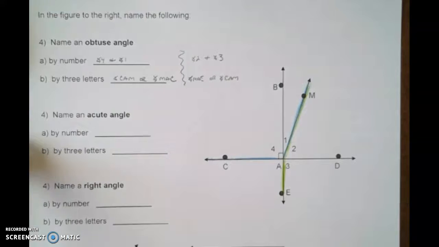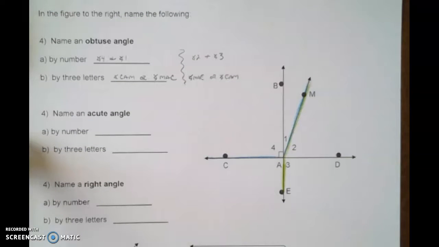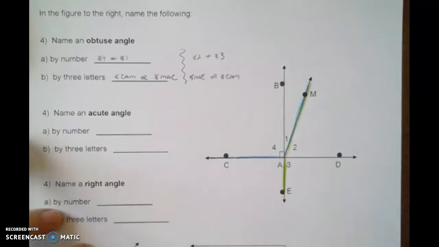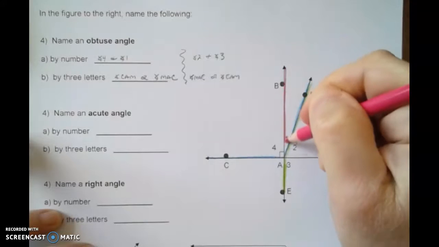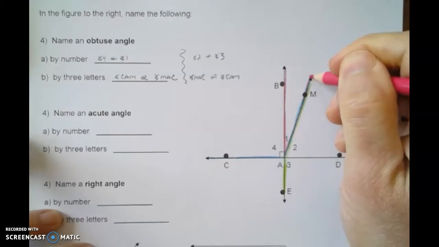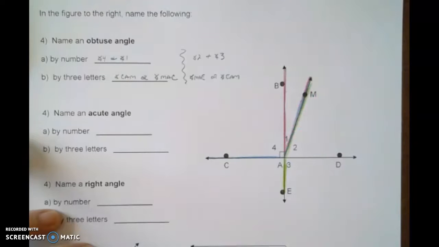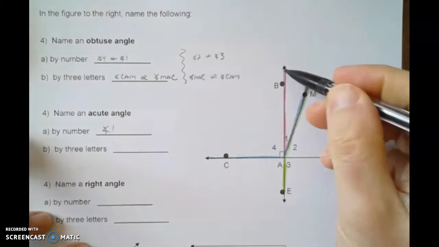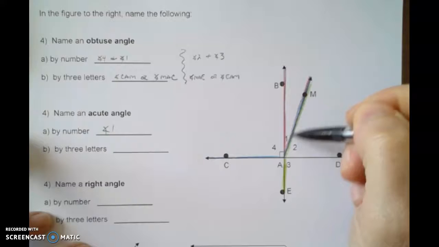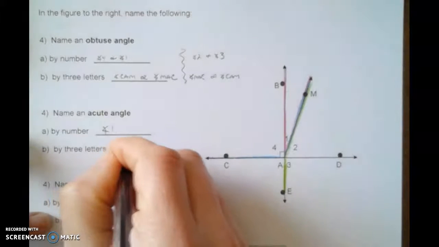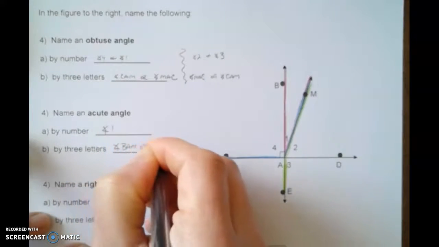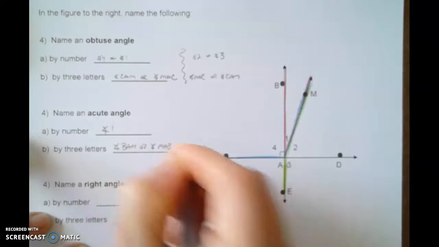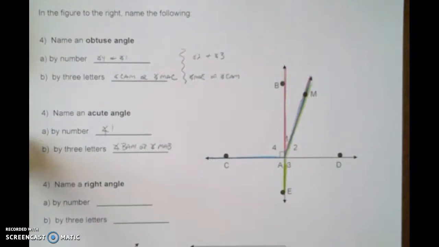Okay, let's see if we can find an acute angle. So I'll go ahead and use a reddish color this time, an acute angle. And I see one right here. Here's an acute angle. Okay, so if I name that by number, that's just angle number 1. By using three letters, that would be angle BAM or angle MAB.